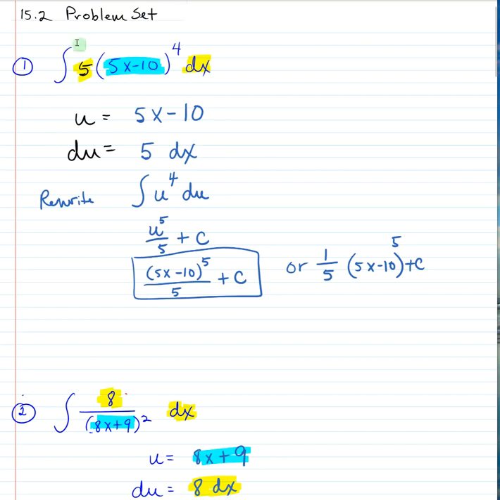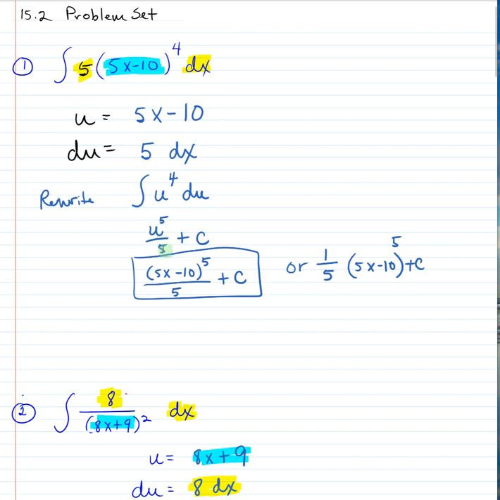All right, so number one has the integral of 5 times (5x minus 10) to the fourth dx. So remember we said something to a power. So if I let u be the 5x minus 10, and I take the derivative of that, so du would be 5 dx. Well, I do have the 5 and I do have the dx, so I've covered everything. So I rewrite this problem as the integral of u to the fourth du.